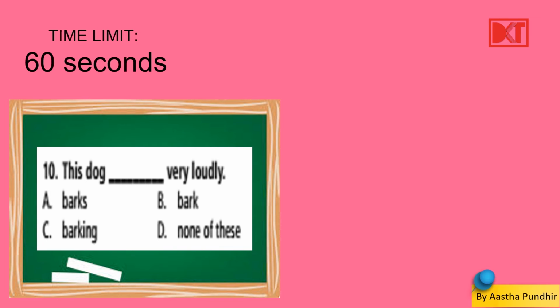Okay, next, the dog dash very loudly. Here options are: the dog barks very loudly, bark very loudly, or C, barking very loudly. Correct answer is A, the dog barks very loudly. Again, third person, singular. So the dog barks very loudly. Right.